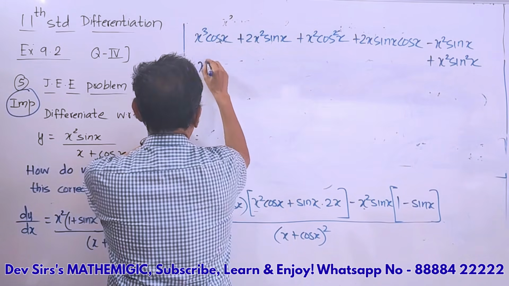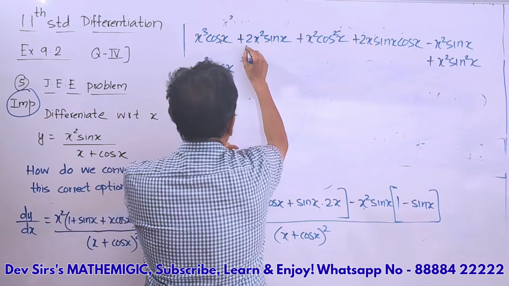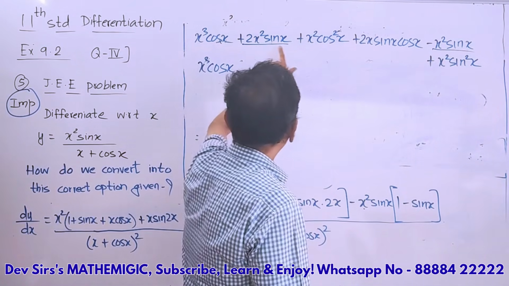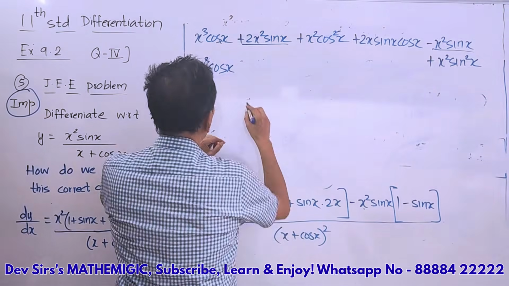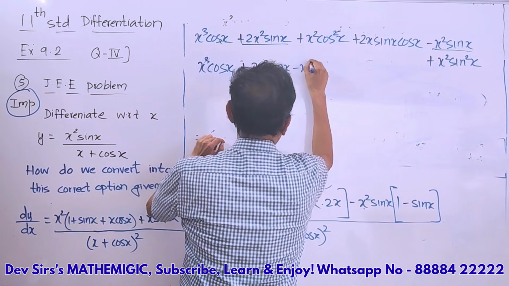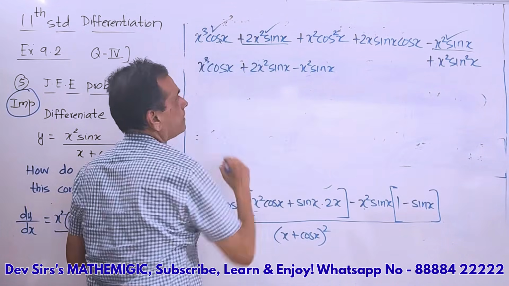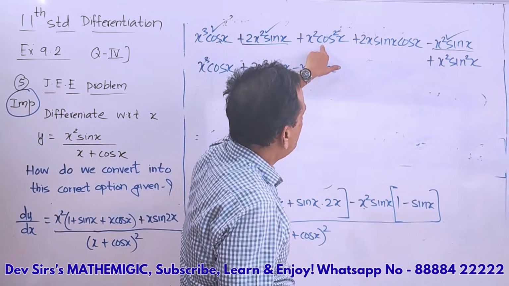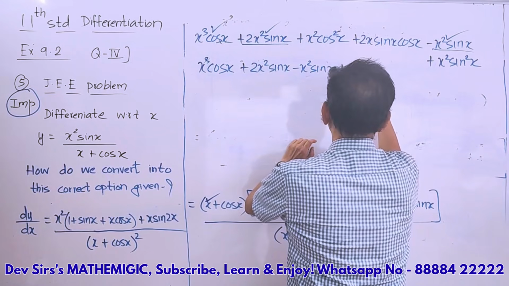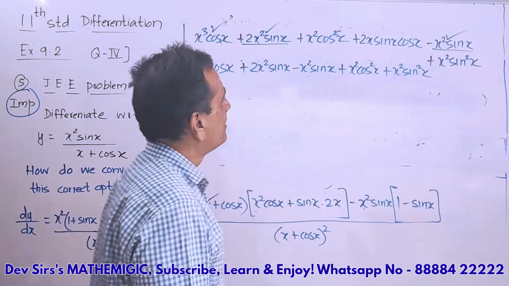So let's adjust the terms of the numerator according to what they want. अभी देखो मैं क्या करने वाला हूं. How do you convert the answer? x cube cos x. Similar terms, 2x squared sin x. How do you recognize similar terms? Sin x is here, sin x is here. x squared is here, 2x squared is here. So get them together. अभी क्या बचा है? x squared cos squared x plus x squared sin squared x. Similar terms. What remains?